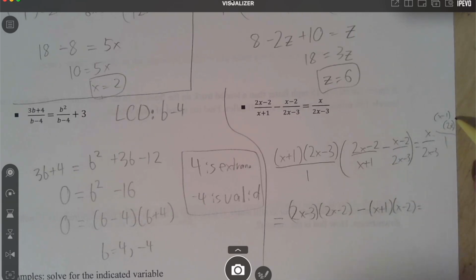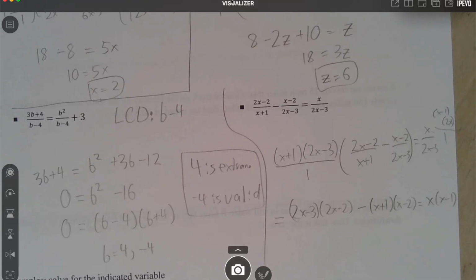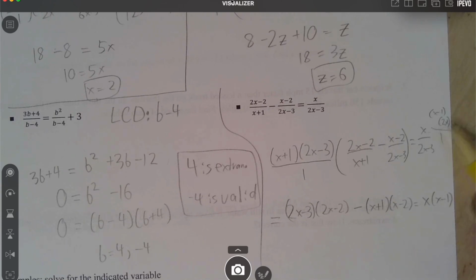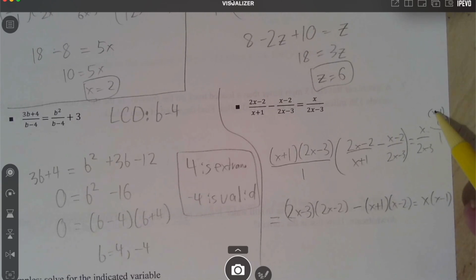Similarly over here, and I know I wrote it poorly, but there's a 2x minus 3 which cancels, and so there's an x and an x minus 1 that I just multiplied over. Again, it's the x plus 1 and 2x minus 3 multiplying to both numerators. The 2x minus 3's went away over here. The x minus 1 stayed and multiplied.